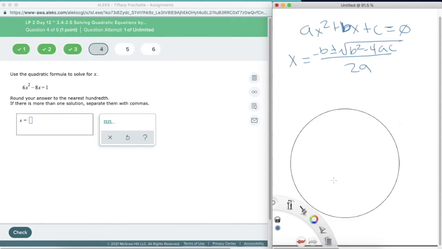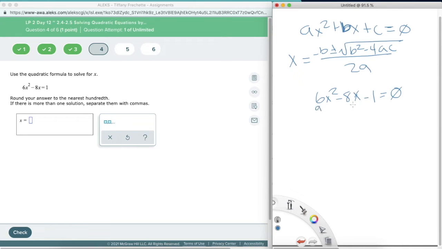Try not to have to rewrite all of this. So use the quadratic formula to solve for x. We have 6x squared minus 8x equals 1. Ooh, we want it to equal 0, so I need to subtract that 1 to the left side there. If I subtract it on the right side and subtract it on the left side, I end up with 0 there and then minus 1 over here. So now I have a, b, c. And I can start plugging this in again.